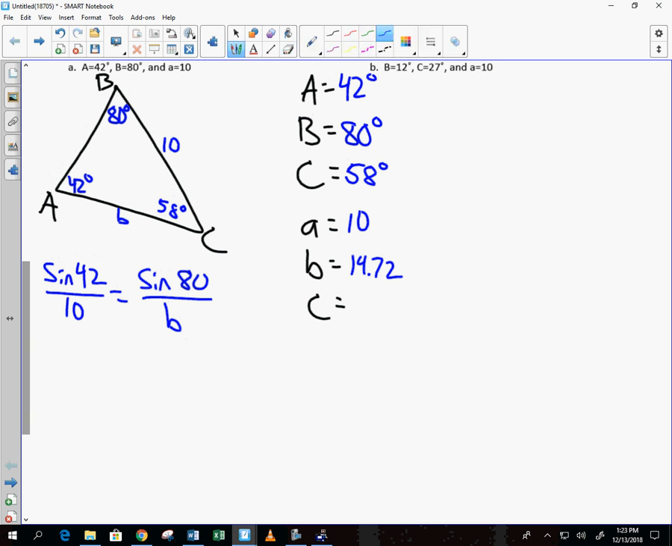Now I've got to find C. How do you think I find C? Can't use the Pythagorean theorem because it's not a right triangle. You just got to use the law of sines again. Sine of 42 over 10 equals the sine of C is 58. So 58 divided by C.